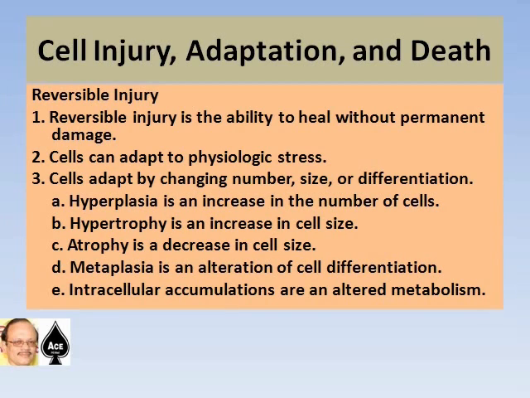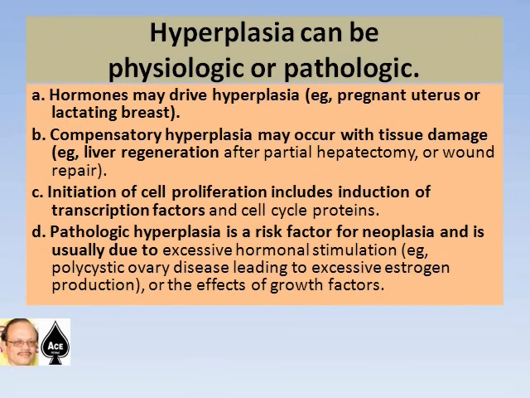Today we will be dealing with cell injury, adaptation and cell death. Reversible injury is the ability to heal without permanent damage. Cells can adapt to physiologic stress. Cells adapt by changing number, size or differentiation. Hyperplasia is an increase in number of cells. Hypertrophy is an increase in cell size. Atrophy is a decrease in cell size. Metaplasia is an alteration of the cell differentiation. Intracellular accumulations are an altered metabolism.